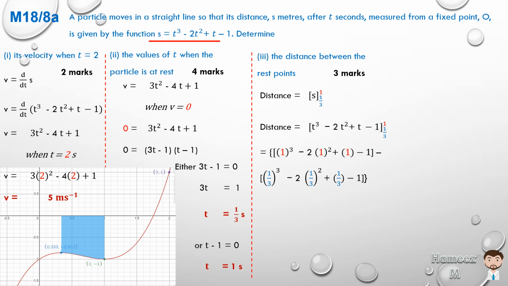So we notice the upper and lower limits we have in different colors, so students can follow along. Works out to be minus 1 minus minus 23 on 27, which works out to be minus 1 plus 23 on 27, which is minus 27 on 27 plus 23 on 27, which is minus 4 on 27 units. So that would be the distance traveled.